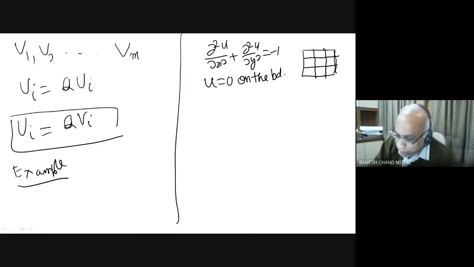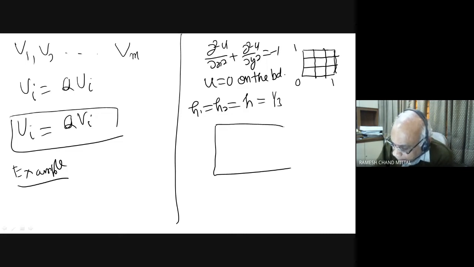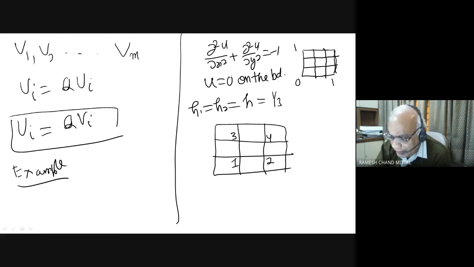It's clear. So to make things simple, I take H1 equal to H2 equal to H, which in this case, as you can understand, is 1 by 3, because my square is 0 to 1, 0 to 1. I hope everybody is understanding what I'm saying. So I have this matrix. I call this point 1, this 2, this 3, this 4. The rest are boundary conditions I have suitably chosen as 0, so they don't affect me.